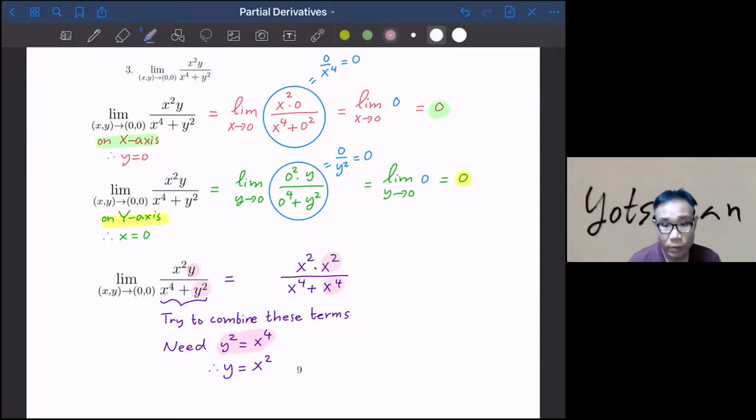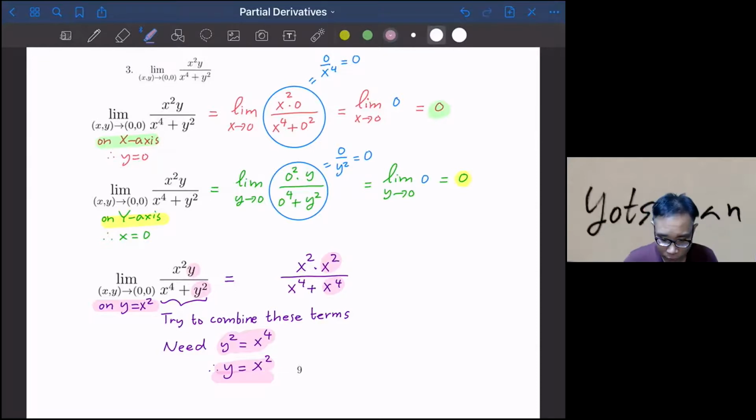So you need to use y equal to x squared. This will be the pink curve that we have right now. You need to combine the bottom, x to the fourth plus y squared, so you set y squared equal to x to the fourth, and you reach y equal to x squared.